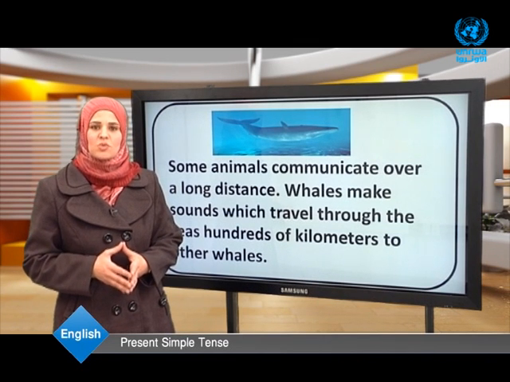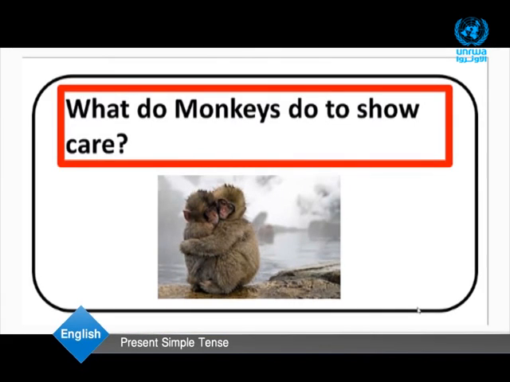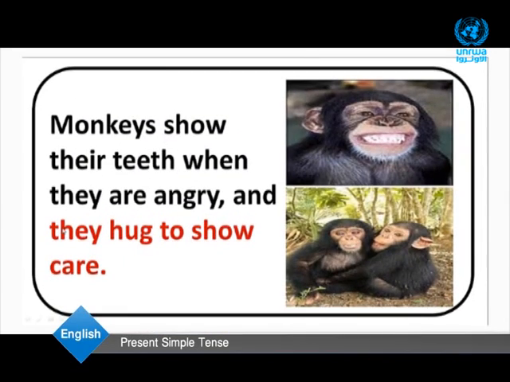After we have read the text twice, let's go through some questions. What do monkeys do to show care? Let's go to the text to find the answer. Look, they hug to show care.